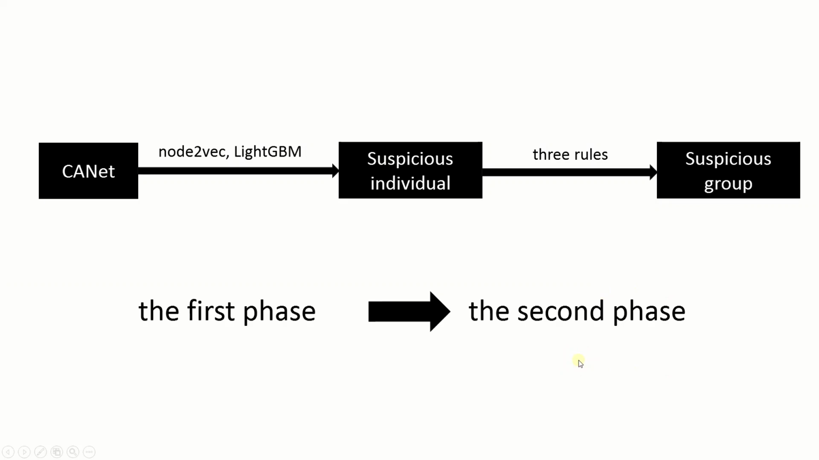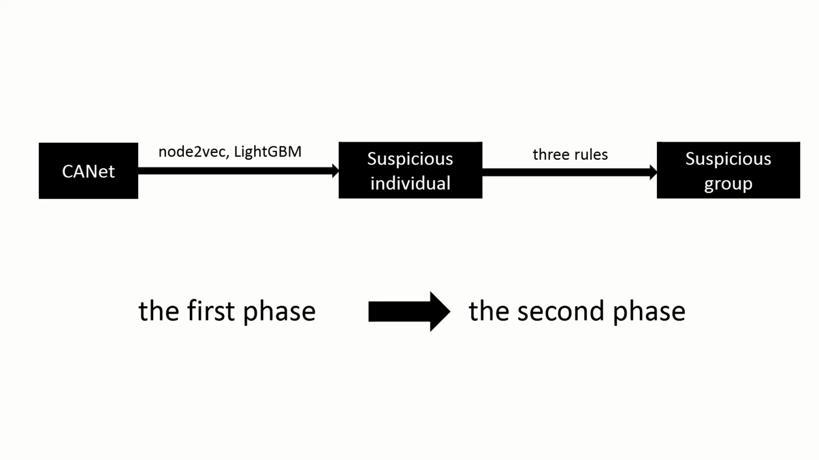Our detection approach consists of two phases. The first phase is the suspicious individual detection. Through the suspicious individual detection, we will give each corporation a suspicious score. The algorithm details have been described in this paper. The second phase is the suspicious group detection. This part is to detect the suspicious transaction through 3 rules, and then to detect the group through the suspicious transaction.